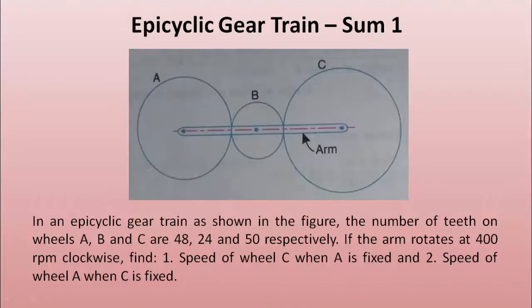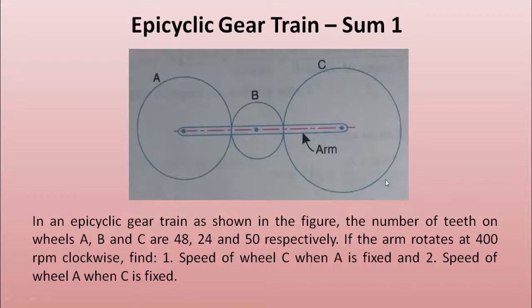So after seeing all the different types of gear trains, we finally come to the epicyclic gear trains. This is the kind of sum which is always asked in the exam. The exam question is always on an epicyclic gear train. This is the simplest kind of an epicyclic gear train that is possible.